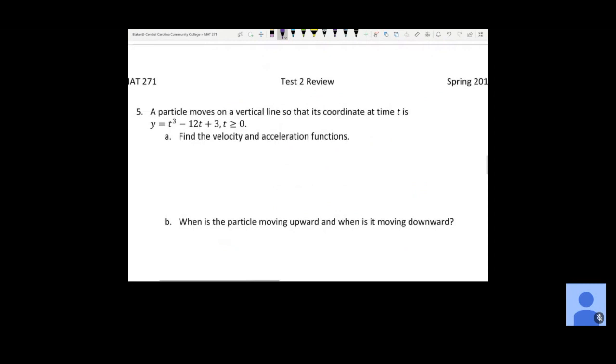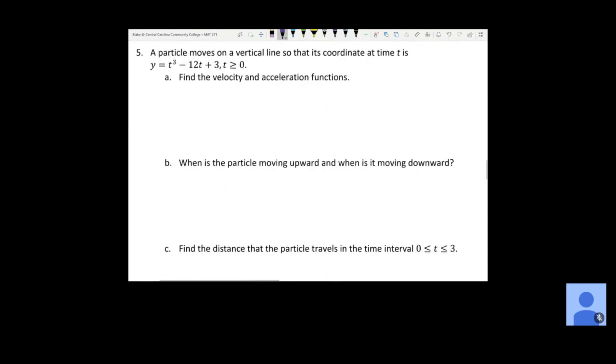All right. Number 5. So we have a particle that's moving on a vertical line, so that the coordinate at time t is given by this function. Okay, so y equals t cubed minus 12t plus 3, where t has to be greater than or equal to 0 because we're talking about time here, so we're only thinking about positive values for time.